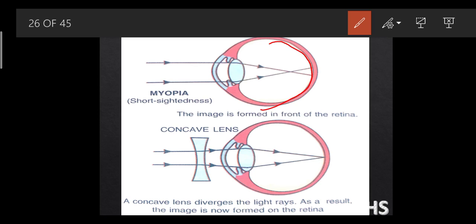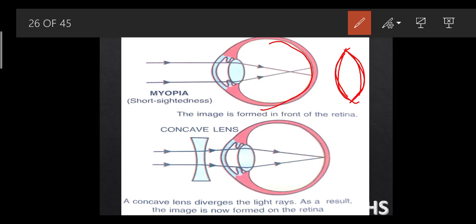Now, what is the reason behind the cause of this? The eyeball is lengthened from front to back, or the lens becomes too curvaceous, like this. So there is a defect in your eye.